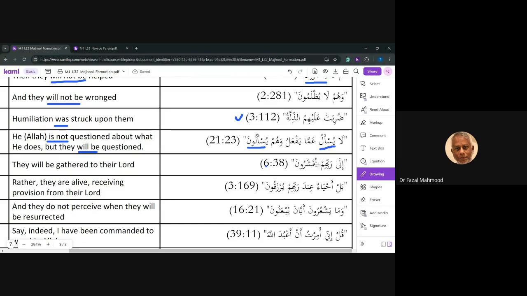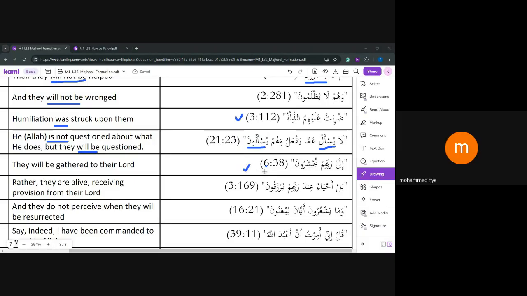What it is, the scenario that nobody can ask Allah any question, but everybody else will be asked questions on the day, correct? He will not be questioned. This is Mazhool, because who is asking the question is not mentioned here. But they will be questioned. It's not they question. They will be, passive meaning. You get it, everybody? Mashallah. Very good. Next.